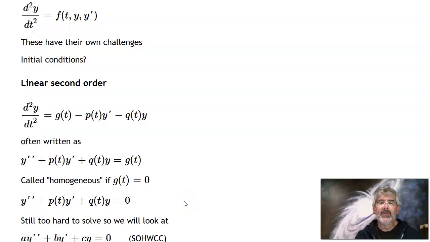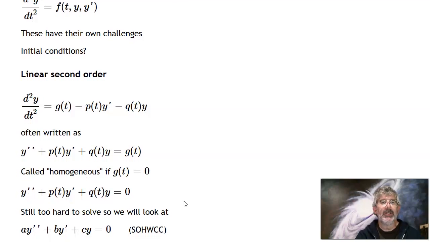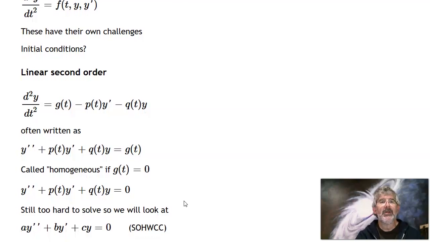Now, in general, these are actually still pretty hard to solve. And we are going to look at a more specific type, namely something that looks like this, where essentially the p and the q are just constants. This is called a second order homogeneous with constant coefficients. That's my shorthand here, SOHWCC, short for second order homogeneous with constant coefficients.